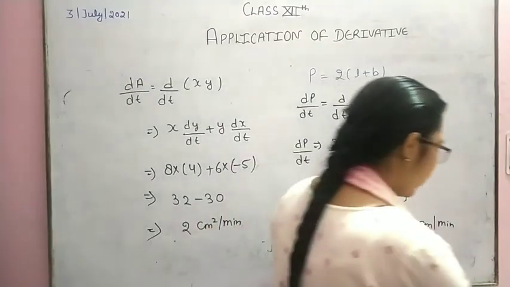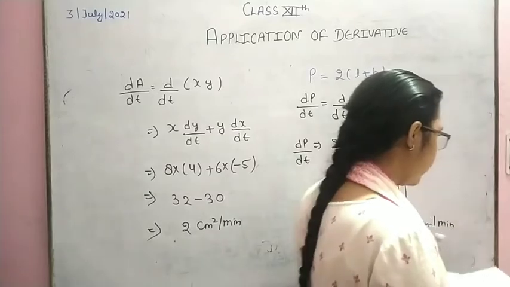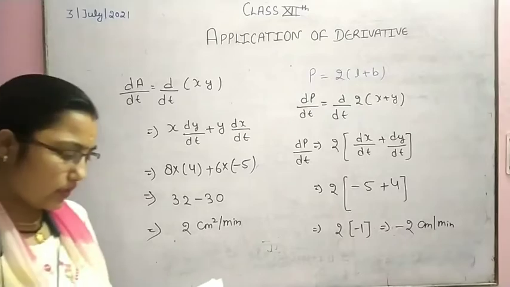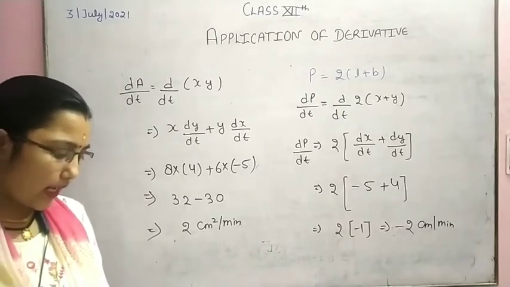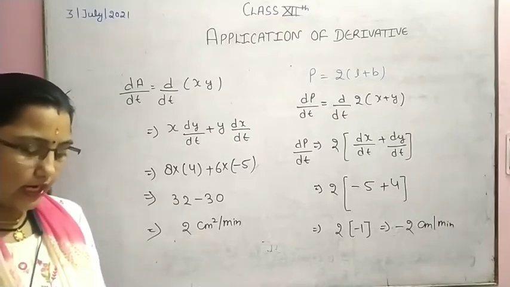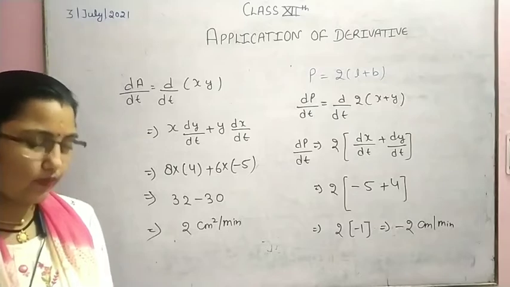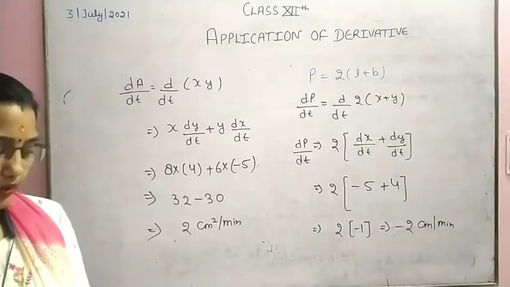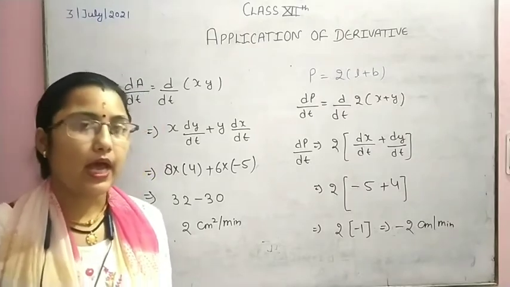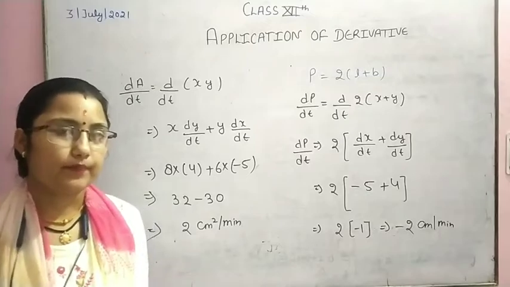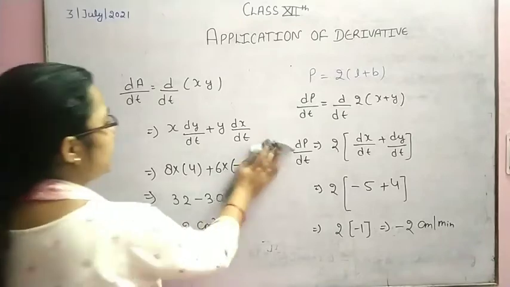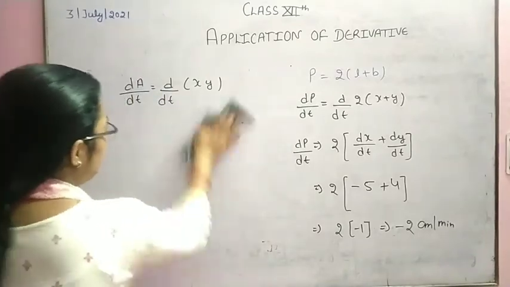Okay. Now come to the next question. This is question number 8. A balloon which always remains spherical on inflation is being inflated by pumping in 900 cubic centimeter of gas per second. Find the rate at which the radius of the balloon increases when the radius is 15 centimeter. So in this question we have to find the rate of change of radius at the point 15 centimeter, and it is given in the question the rate of change of volume. This is 900 cubic centimeter per second.